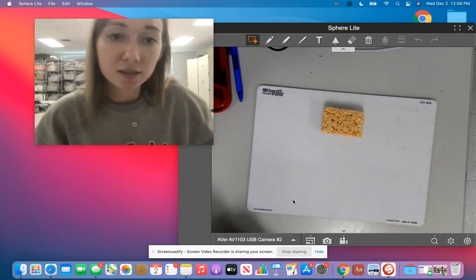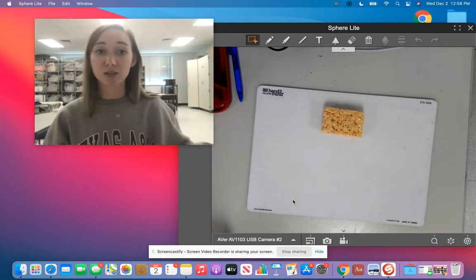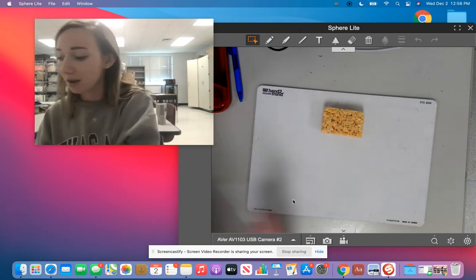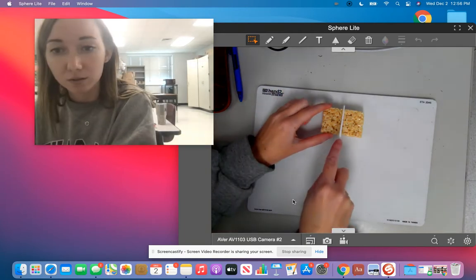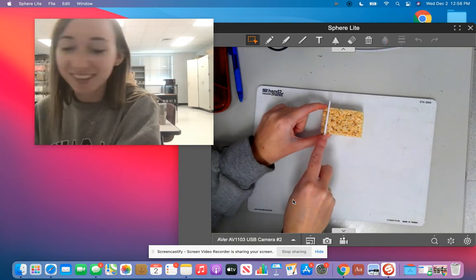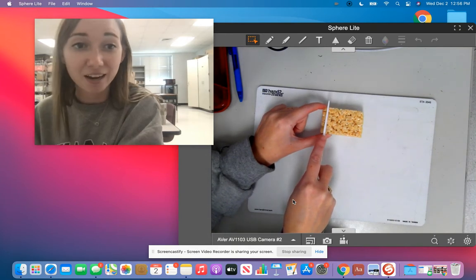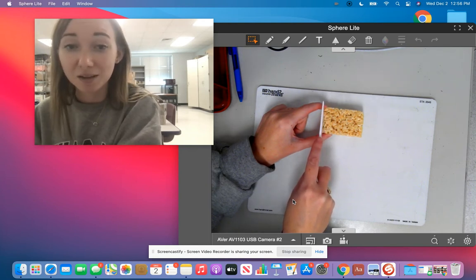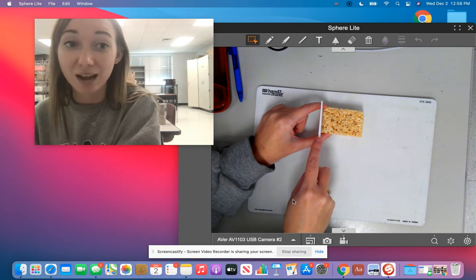And I'm going to start by breaking this Rice Krispie treat into two halves, okay? So here I go. Do y'all think that this is half? Say, no, Miss Sigler, that's not half. That is not a fair share. So tell me where I should stop. Yell, stop, stop, stop, whenever I get to where I should actually cut, okay?